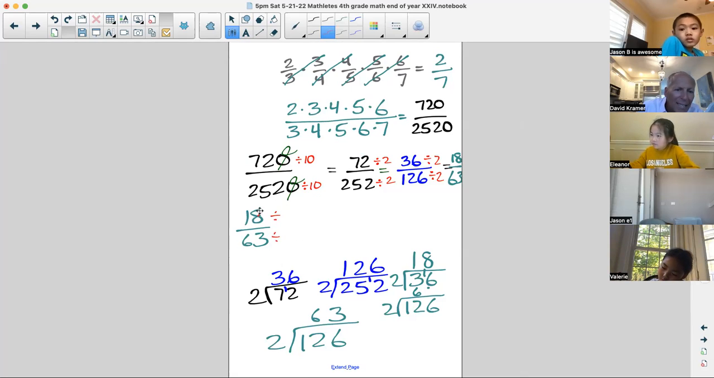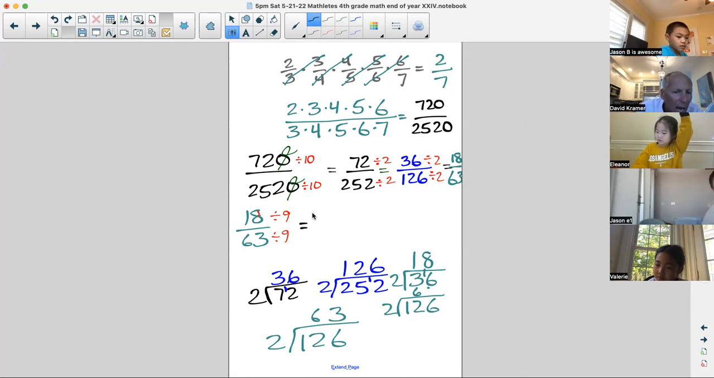Come on, guys, add the digits. 1 plus 8 is 9. 6 plus 3 is 9. We can divide the top and bottom by 9. Go ahead and do it, guys. 18 divided by 9. Raise your hand if you've got it. How many times does 9 go into 18? Count by 9s. Say it. Go. 2, 7. And 63 divided by 9 is 7.